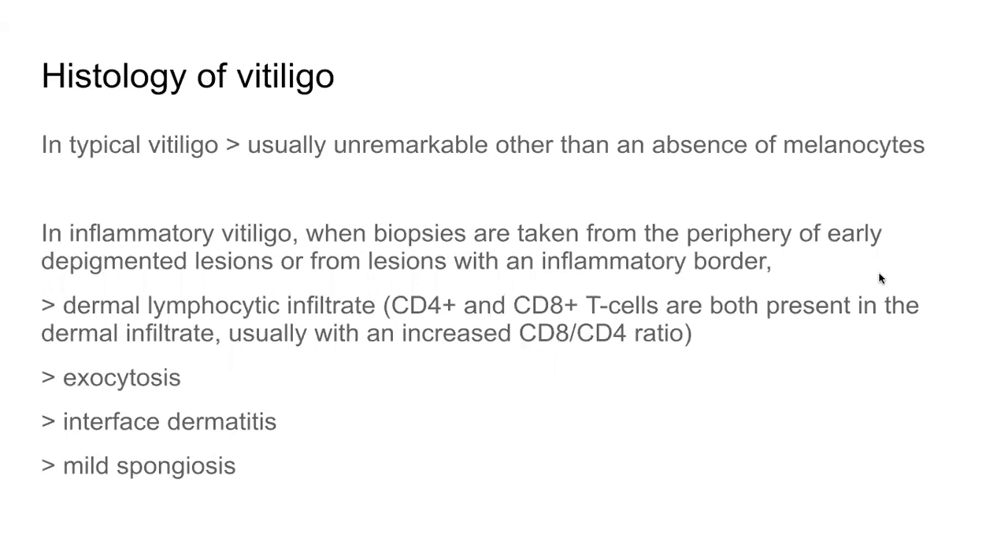Whereas in inflammatory vitiligo, which is a rarer variant of vitiligo, if you take biopsies from the early depigmented areas or the inflammatory erythematous border around these hypopigmented patches, you see a few changes listed here. So, dermal lymphocytic infiltrate, predominantly CD8+, but you can also see it with CD4+, so it's a mixed picture. You can see some exocytosis, some interface dermatitis, and some mild spongiosis, okay?